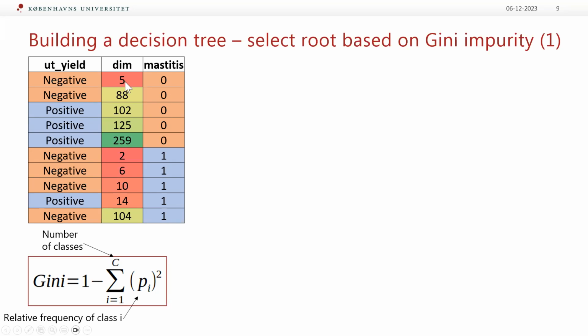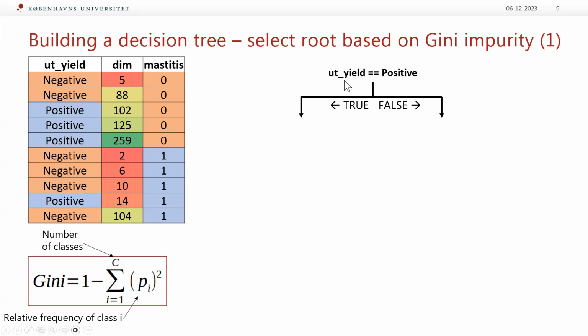So when making a decision tree to predict whether or not a cow has mastitis based on these two variables, as I said, we first need to decide which of these two variables we will use for our root node. We do that by trying to use each of them as a root node and see which one is best.